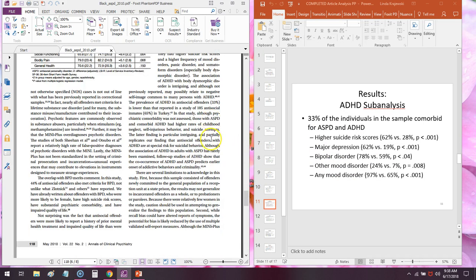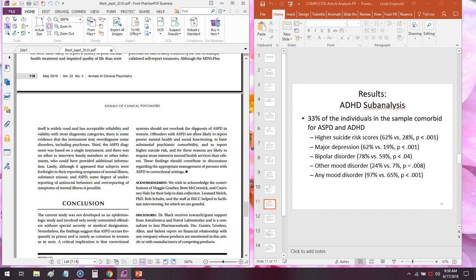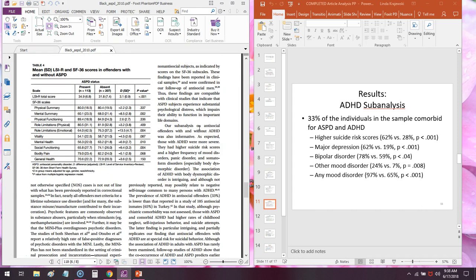They also did a sub-analysis, this is quite interesting, on folks with antisocial personality disorder and ADHD. ADHD has impulsiveness as one of the characteristics that can show up in it, and in antisocial personality disorder, impulsiveness is part of what gets folks into some trouble sometimes. So not surprisingly, 33% of the people had both of those together. And there was some really rough stuff going on there in addition to those two diagnoses.